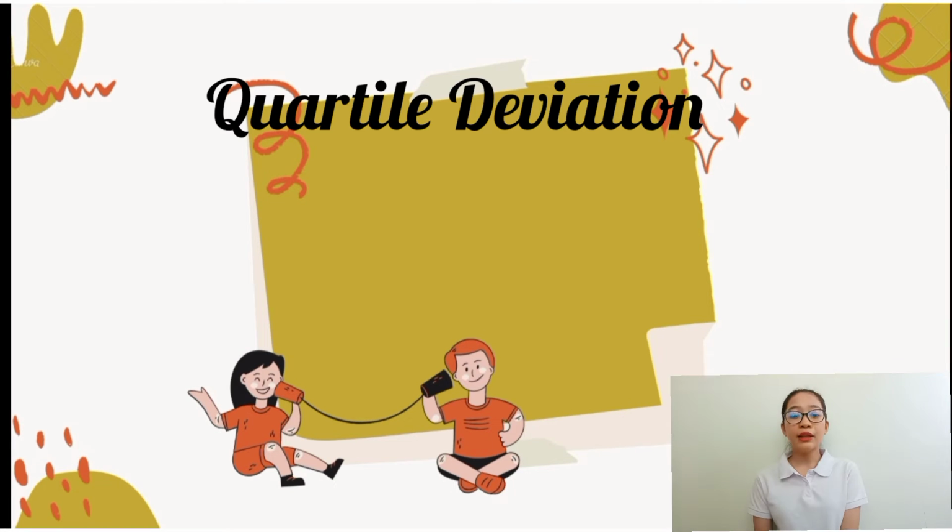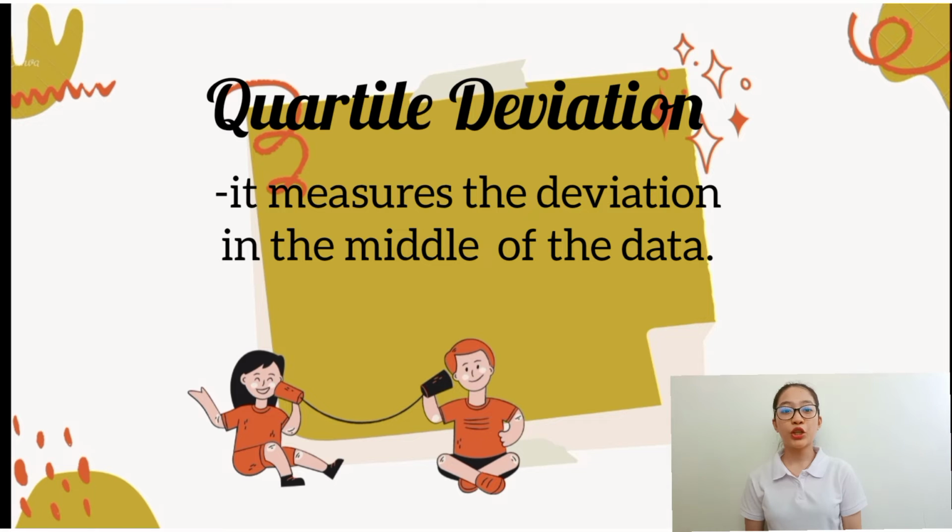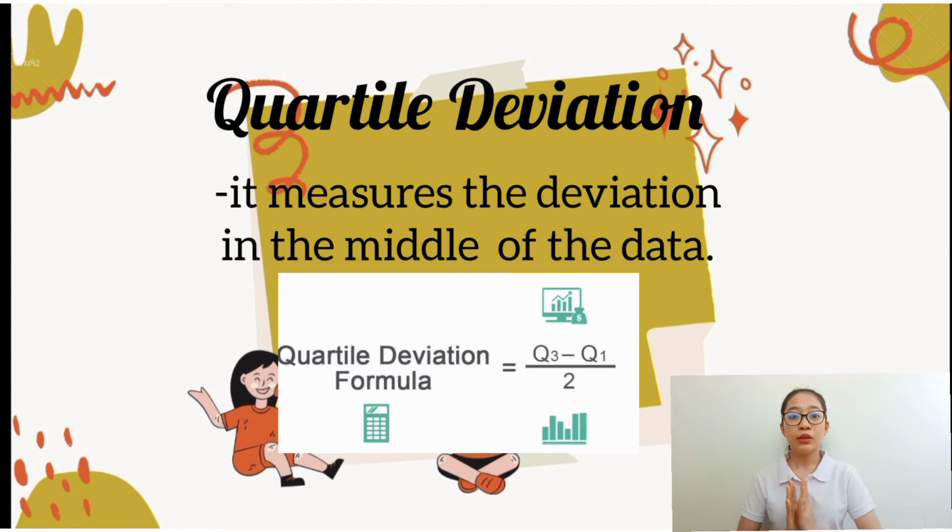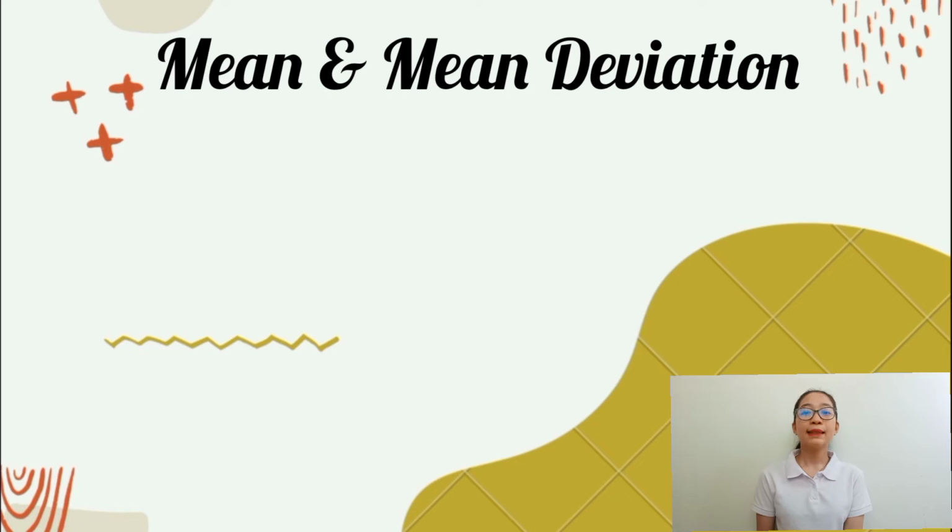Another measure of dispersion is the quartile deviation. Quartile deviation measures the deviation in the middle of the data. It is also referred to as the semi-interquartile range and is half of the difference between the third quartile and the first quartile. That is the formula of the quartile deviation. Next is the mean and mean deviation.